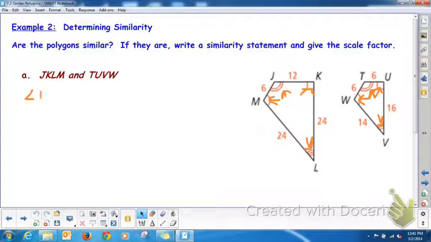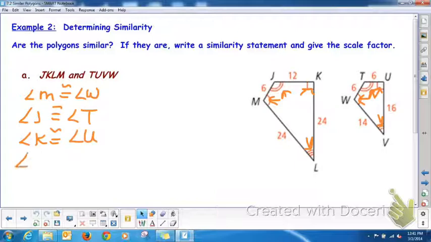So angle M is congruent to angle W. Angle J is congruent to angle T. Angle K is congruent to angle U. Notice how I'm being very organized here. I'm putting all of this first shape first. This is 1, this is 2. Angle L is congruent to angle V. So all of the sides now have to be proportional in order for me to determine if these two shapes are similar. Just because the angles are congruent doesn't mean that they are similar.